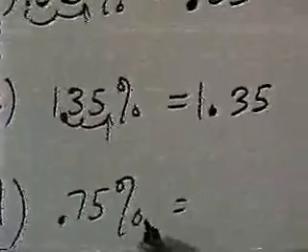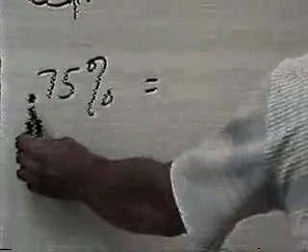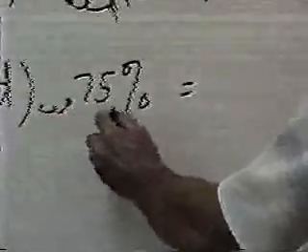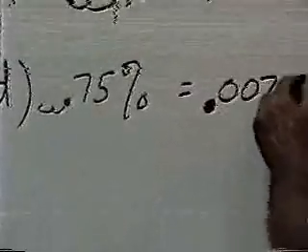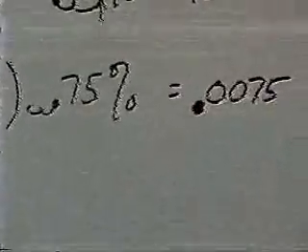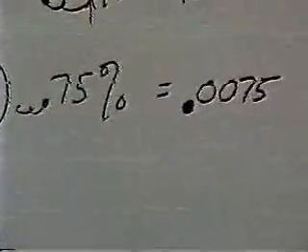D part, 0.75%. Well, the decimal place is shown to be right here. From here, we move it 2 places. And therefore, we have to add 2 zeros. So the answer is 0.0075.